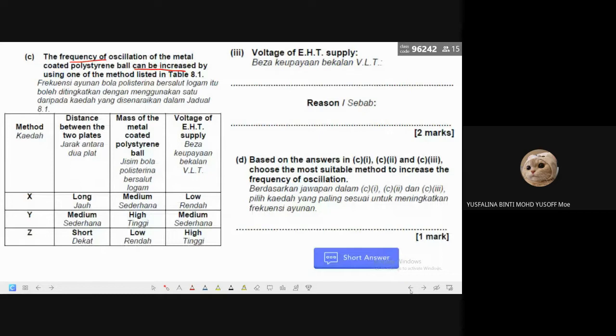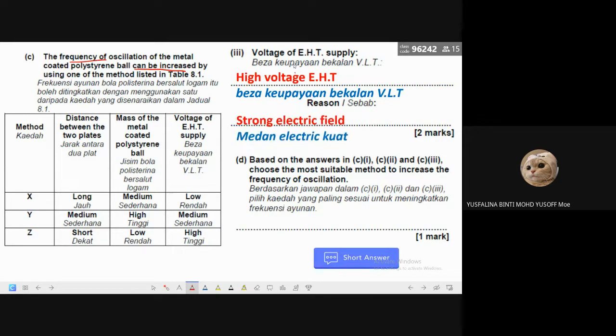Okay, so the voltage of the EHT supply, okay, so the voltage should be high, because to form a strong electric field. So this one, of course, the one you need to choose is Z. Okay, this one no need to copy back all the characteristics, just put the answer Z. But they say for the essay, question number 9 and number 10, yes, you need to put Z because you copy back all the characteristics.